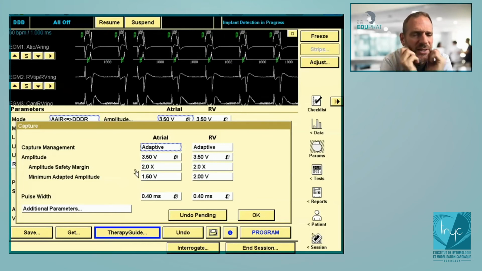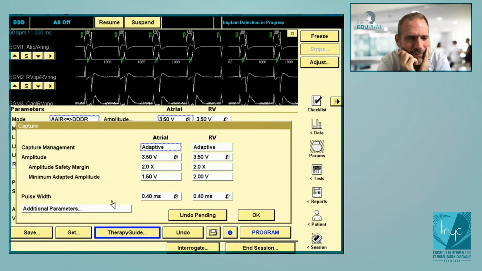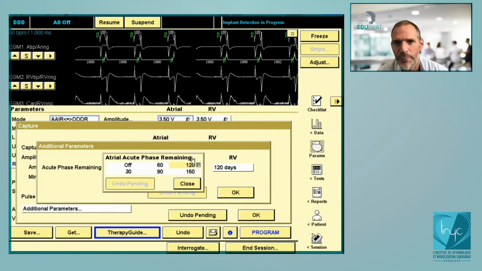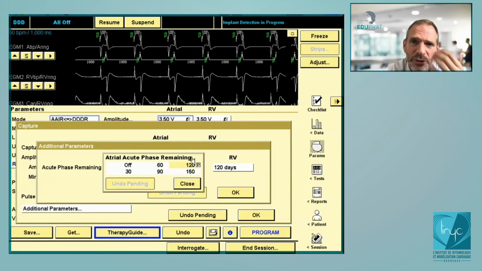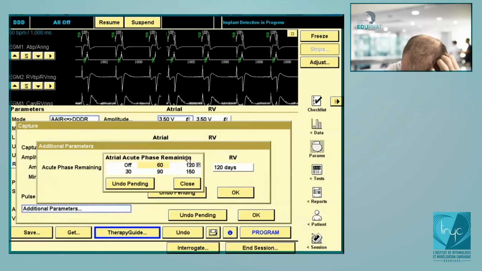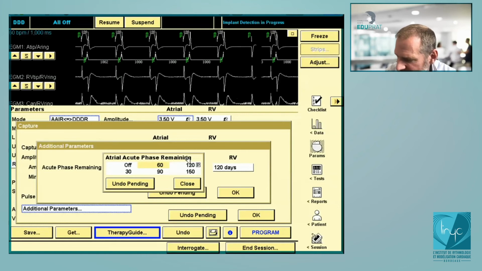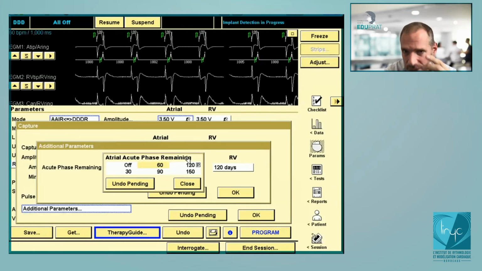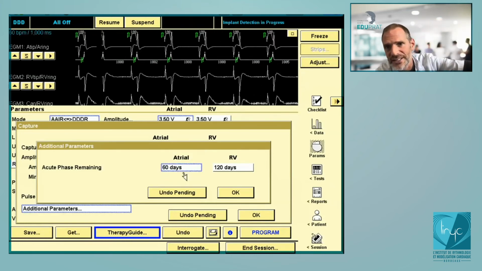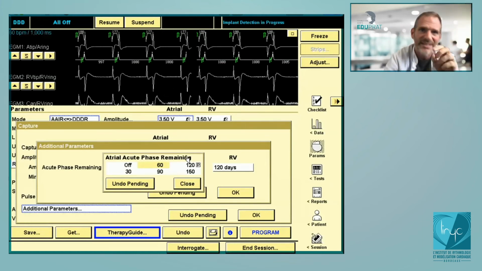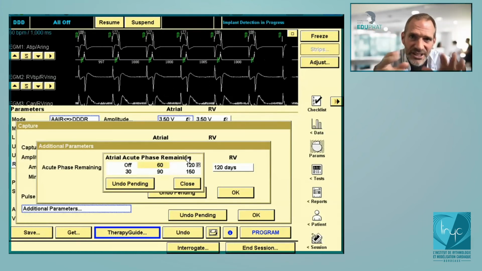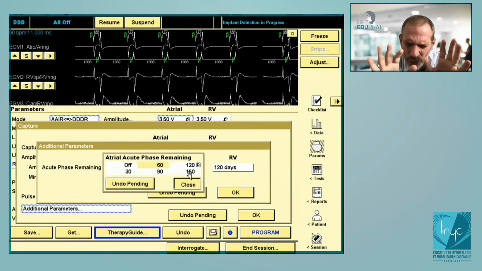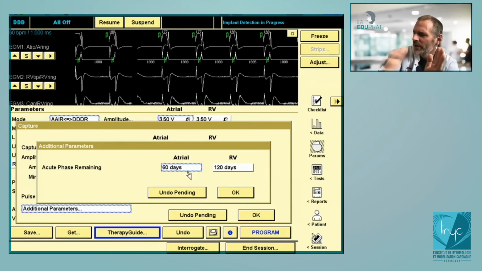Something which is also important: if you click on additional parameters, you see, nominally it's 120 days. It means that if you have programmed adaptive, it will do the measurements during 120 days from the implantation, but without adaptation. Even if you have programmed adaptive, it will wait up to 120 days to start the adaptation, because when you implant the lead, sometimes there are marked changes in the threshold. And if there are changes in threshold, then the auto threshold can be a problem. So the device will wait for 120 days.